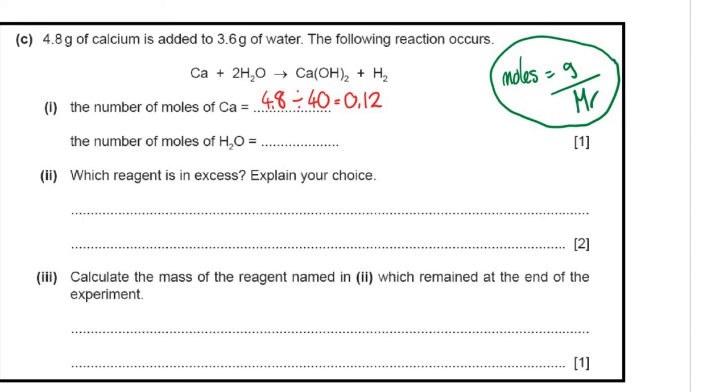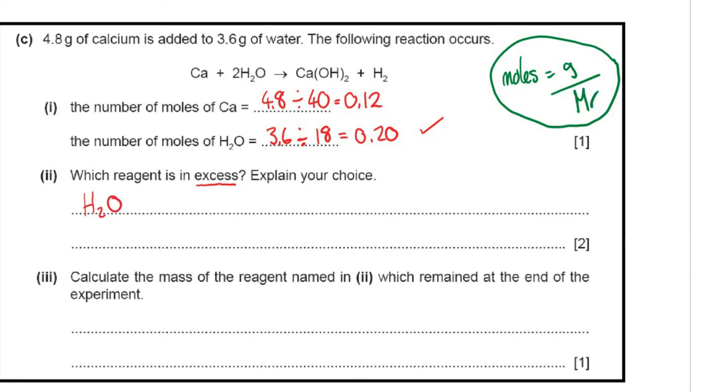And number of moles of water, we've got 3.6. We've already worked out the MR of water, which is 18. So we've got 3.6 grams divided by 18 is 0.20 moles. So that's our 1 mark. Got to get both correct for that mark. Which reagent is in excess? Which have we got most of? We've got most of the water.